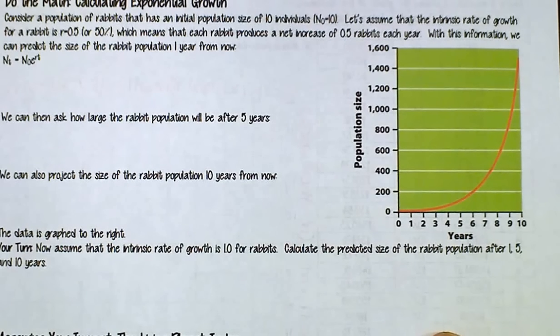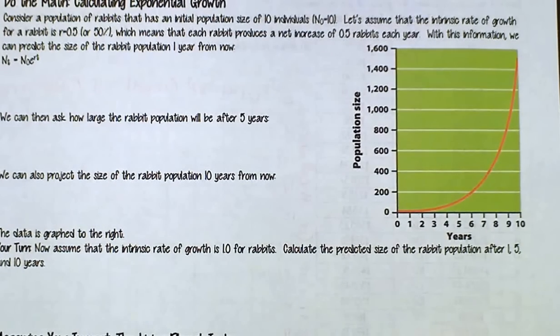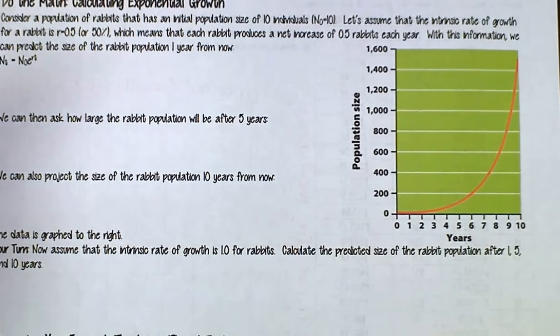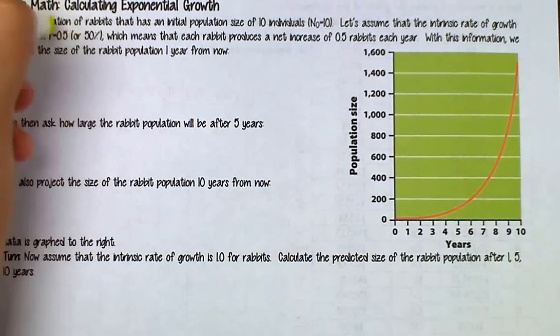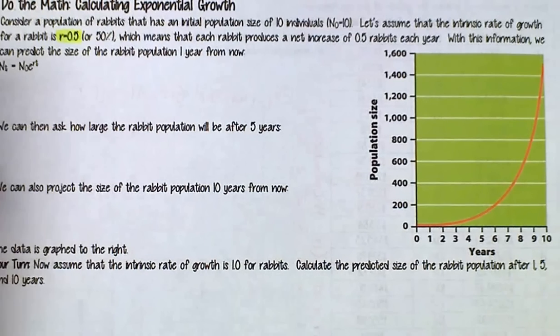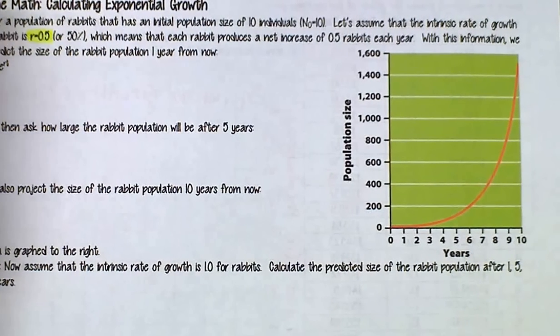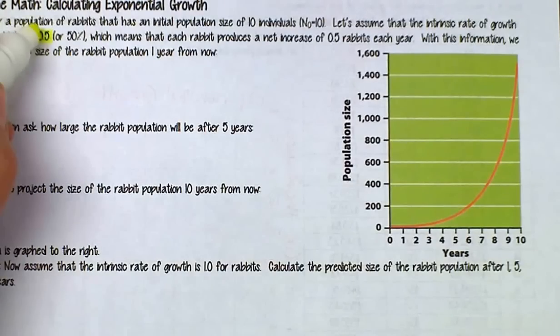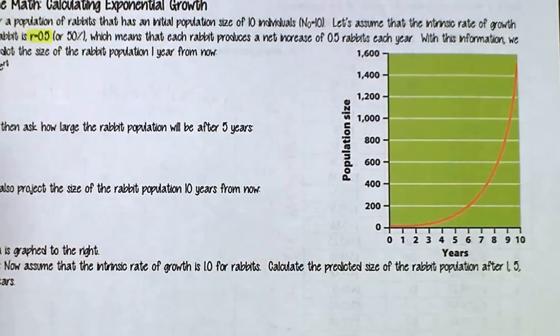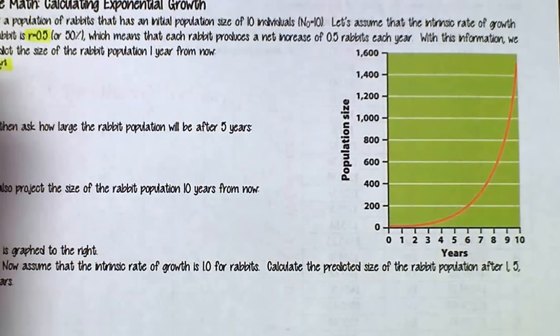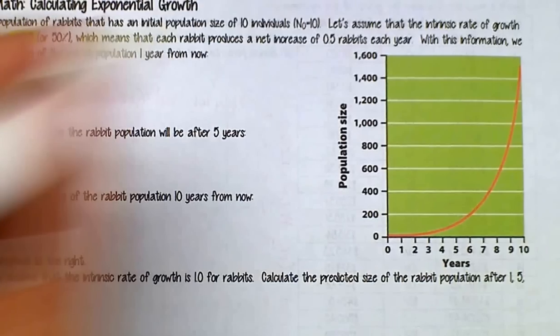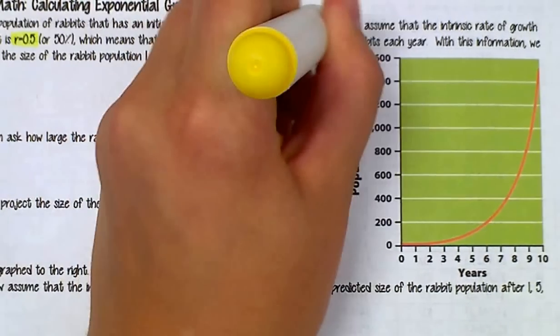Okay, so the intrinsic growth rate says that an intrinsic growth rate of R equals 0.5 means that each pair of rabbits has one baby, which means there's a 0.5 increase per rabbit. Okay, we know that that's not really realistic, but for the purposes of our question today, it's going to have to be. All right, so we're going to start with 10 individuals, N0 equals 10.